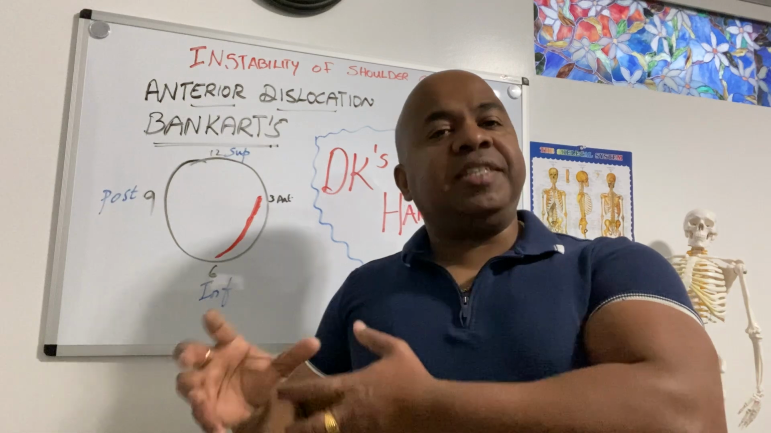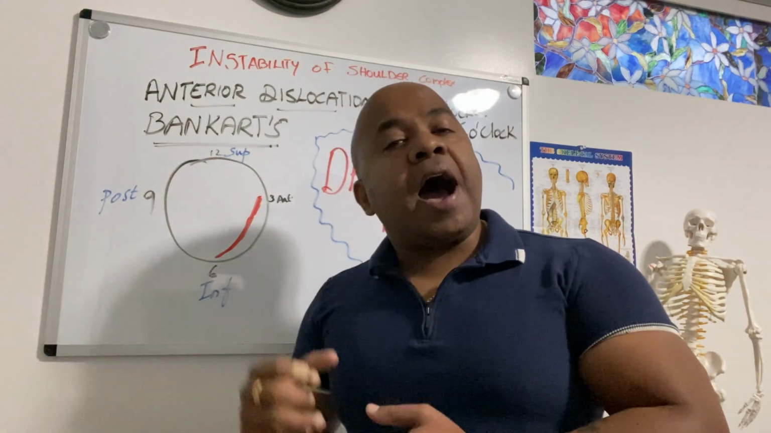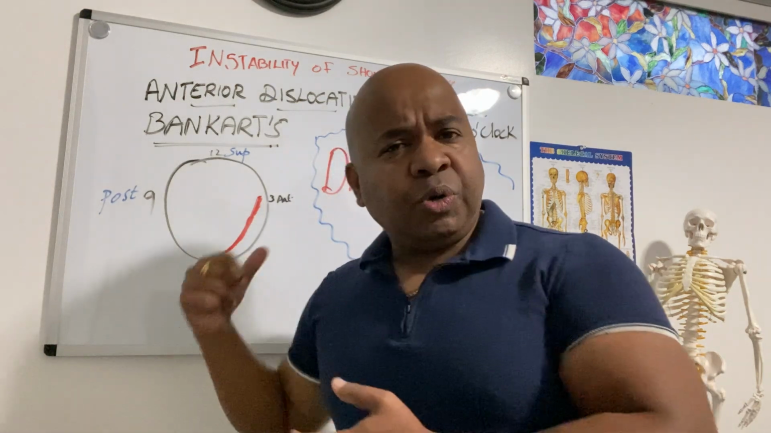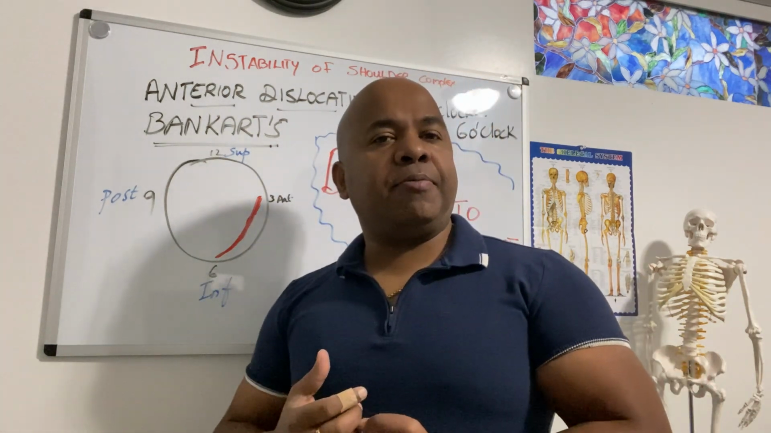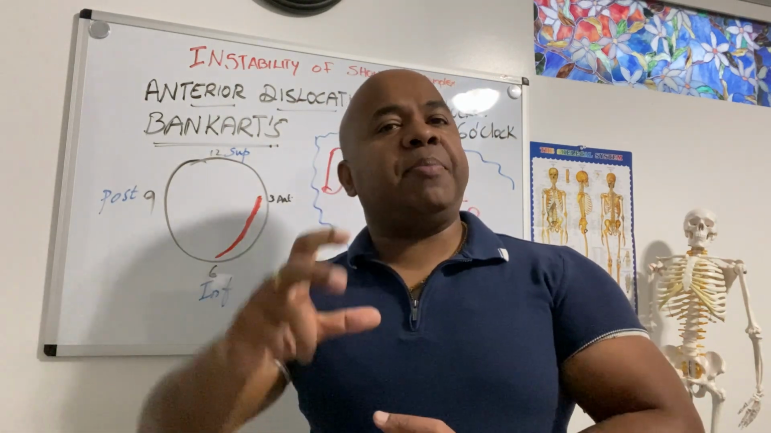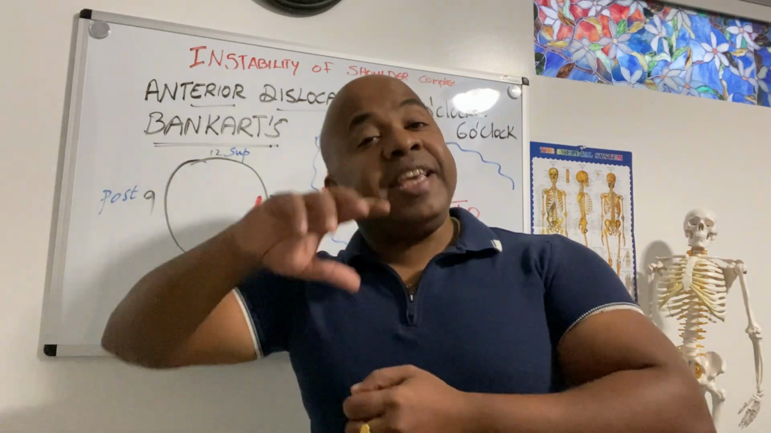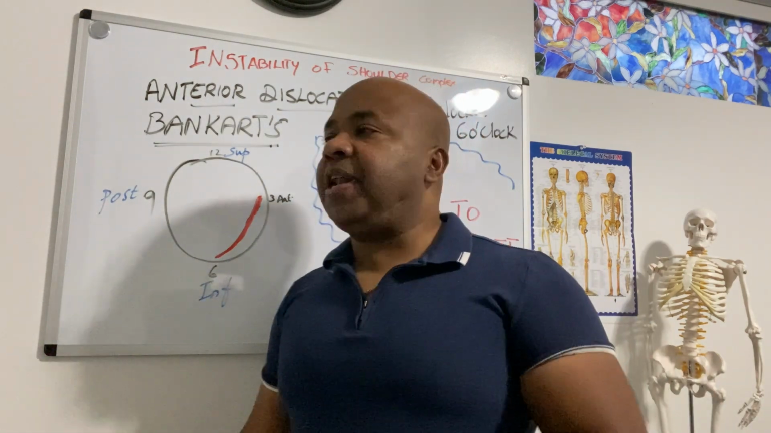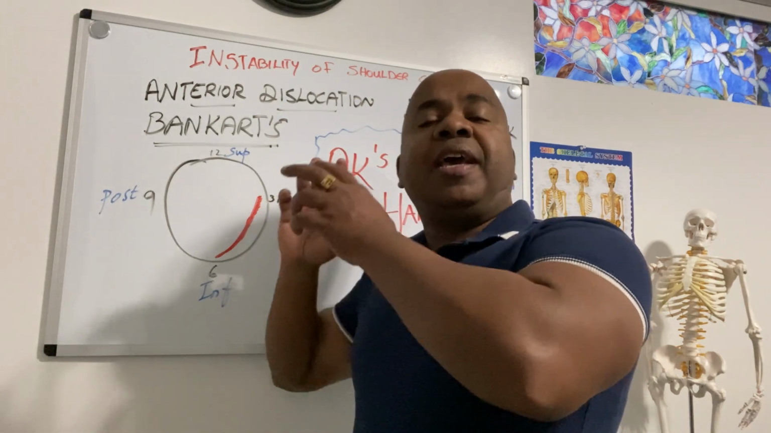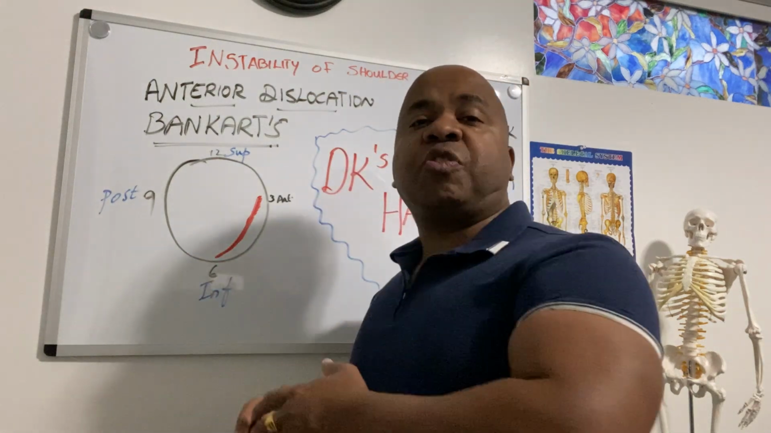Bankart's injury is a complication of anterior dislocation of the shoulder where the injury is happening to the anterior inferior aspect of the glenoid labrum. What are the structures which are affected? Of course, due to this injury, rotator cuff weakness can occur. And what are the ligaments that can be affected? The main ligament affected in Bankart's lesion is the inferior glenohumeral ligament, and especially the anterior band of the inferior glenohumeral ligament.